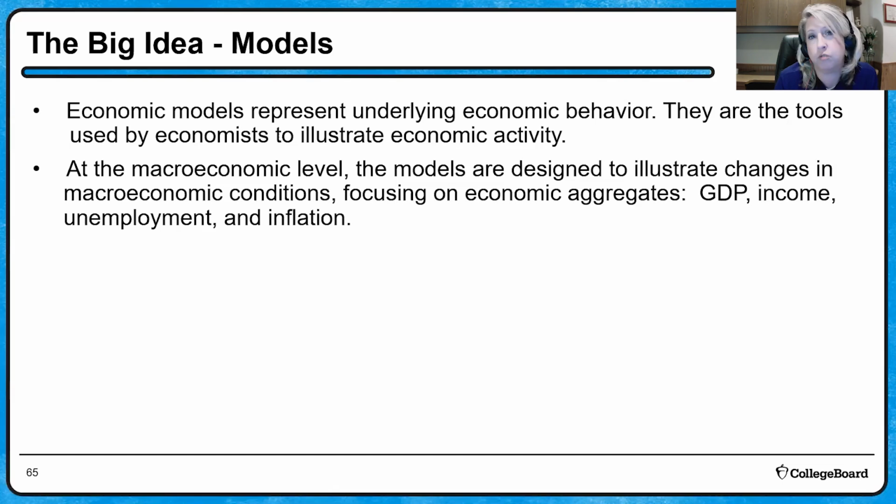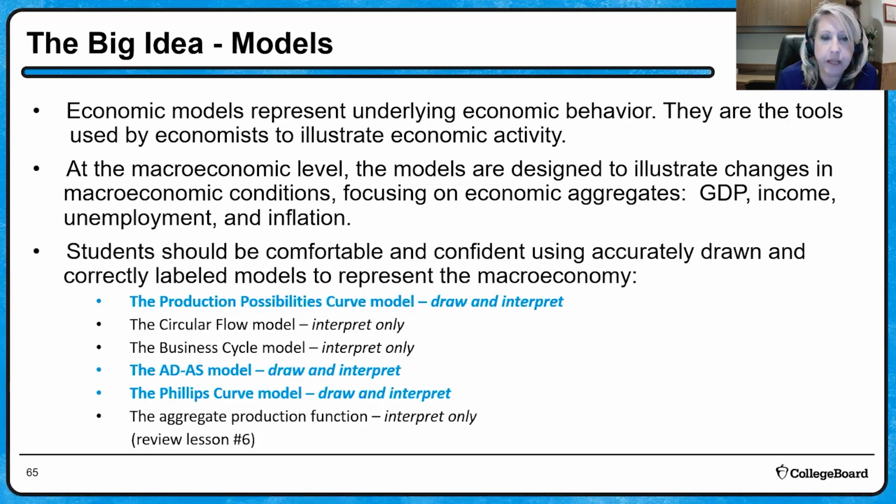So we want to be able to use a variety of different types of models that focus on these big economic aggregates: GDP, income, employment, and inflation. You want to be comfortable and confident using any of the models listed below. The PPC, the ADAS model, and the Phillips curve model, those are the macroeconomic models you want to be able to draw and use in your free response questions. The other, the circular flow, the business cycle, and the aggregate production function, those are models that may show up in multiple choice questions. And if they don't show up there, you can certainly use them to help you answer multiple choice questions about those topics.